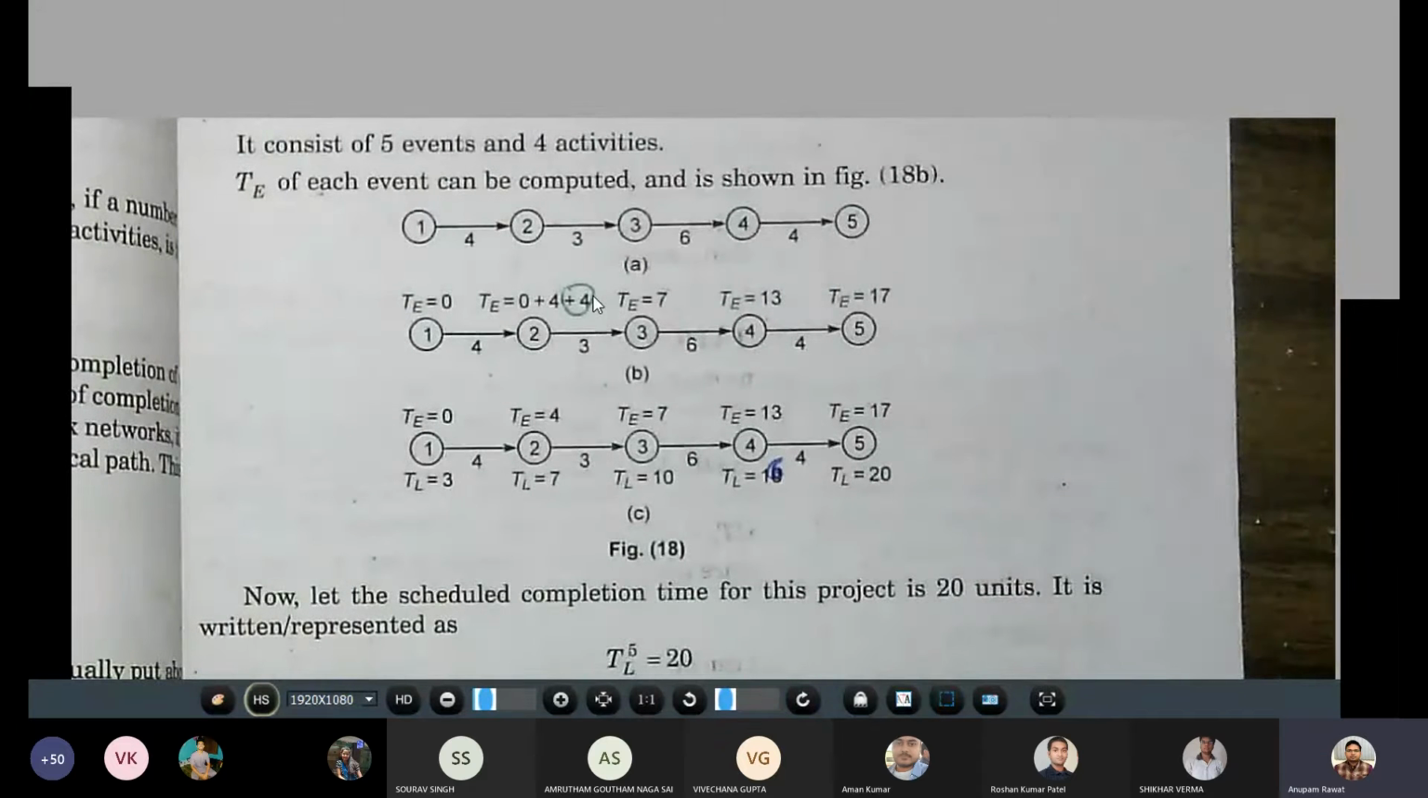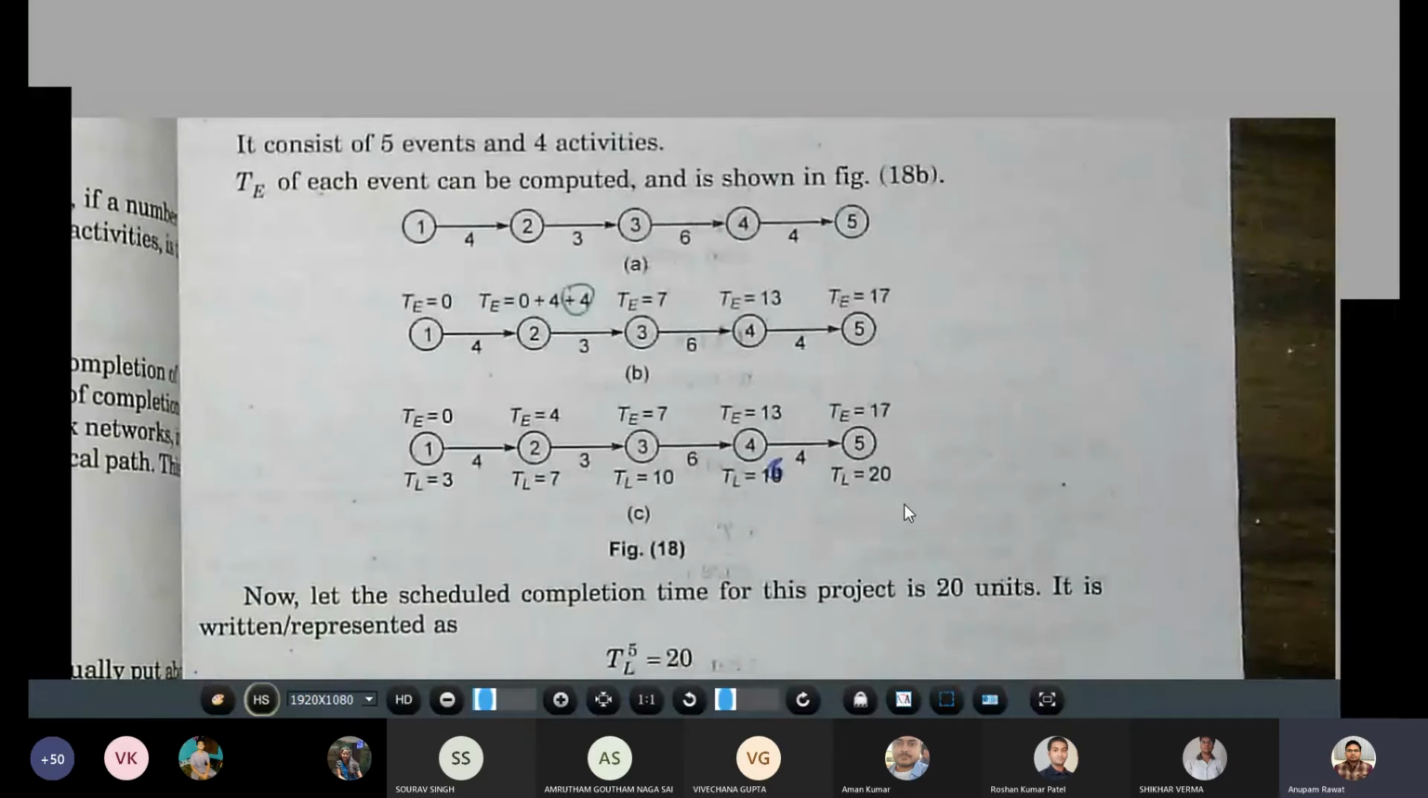For event 4, the TE is 13. And for event 5, the TE is 17. Okay. So now if we schedule the completion time for this project at 20 units, the TE is basically the earliest expected time. मतलब 17 दिन जो है वो अर्लियर एक्सपेक्टेड था कि 17 दिन में हमारा प्रोजेक्ट हो जाएगा.